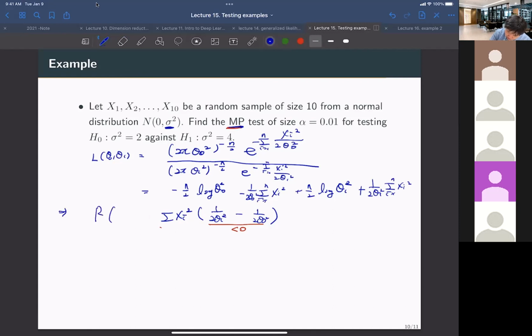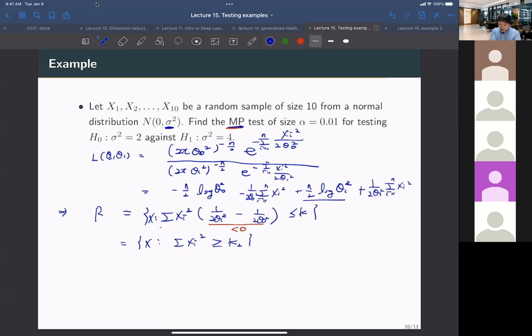The rejection region where this ratio is less than or equal to something will be our rejection region. That will be the most powerful test. And here, I just removed the constant part in terms of x because we consider the rejection region, which is about x. And since this is negative, this is the same as the sum of xi squared being greater than something. This will be our rejection region.